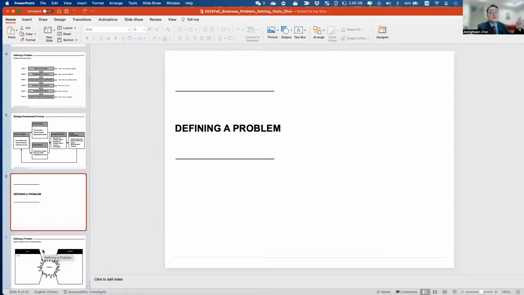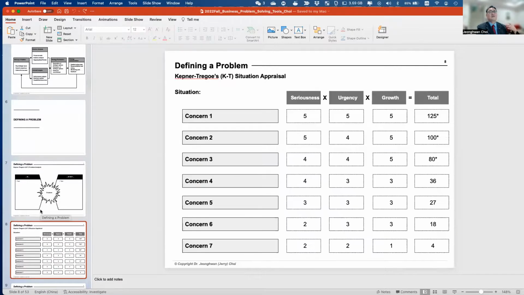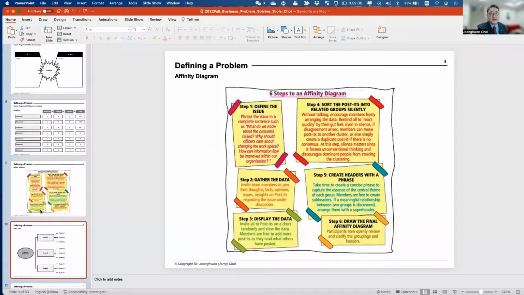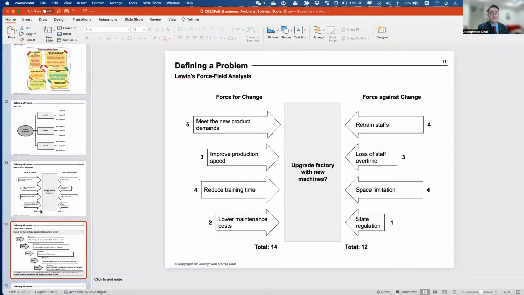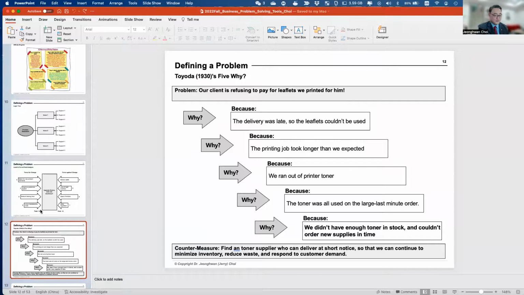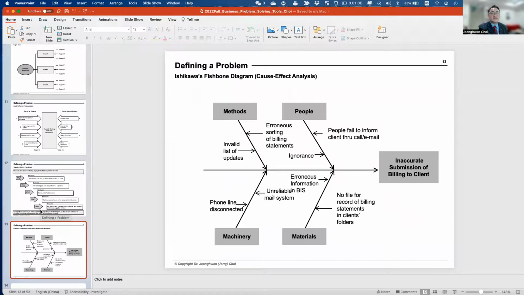So what kinds of tools can we use to complete these processes? We will start with defining a problem. In defining a problem, maybe we can use the KT problem analysis and KT situation appraisal, affinity diagram, logic tree, and Kurt Lewin's force field analysis. And absolutely, this is one of my most favorite business problem identification tools, Toyota's 5 Whys. And there is the Ishikawa fishbone diagram, to identify the root cause of the problem.